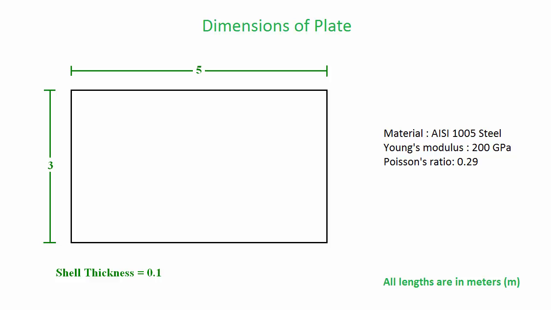It is made of steel with a density of 7.8 grams per centimeter cubed, a Young's modulus of 200 gigapascals, and a Poisson's ratio of 0.3.